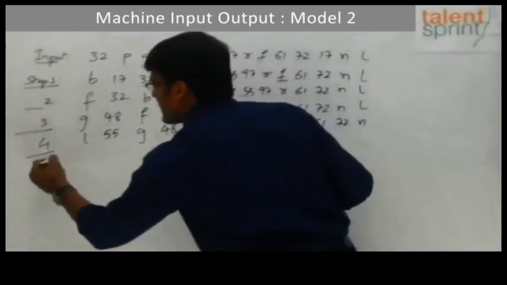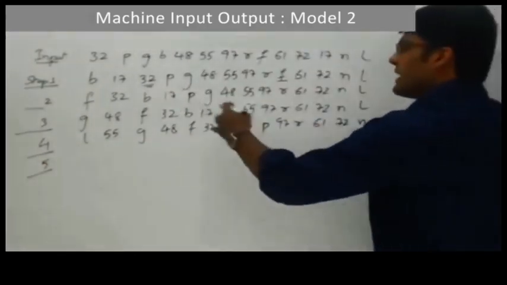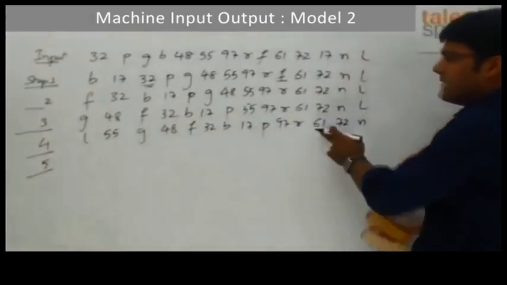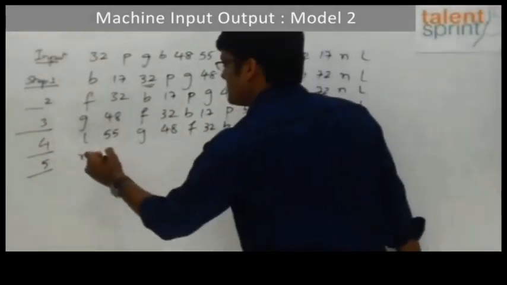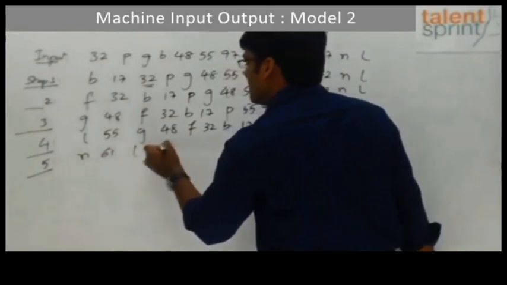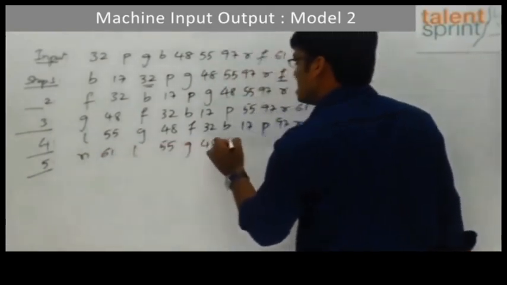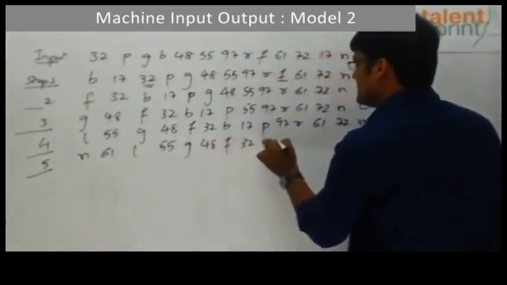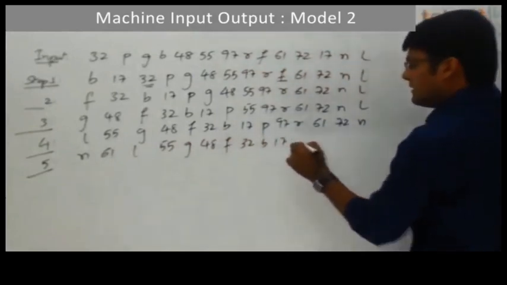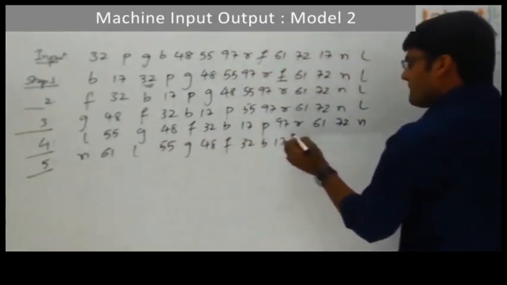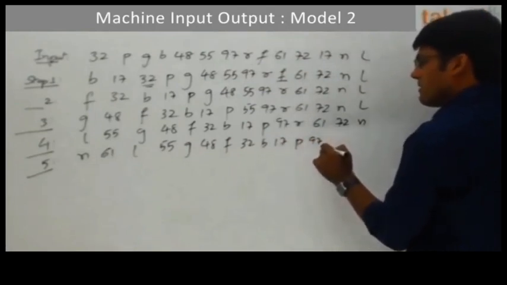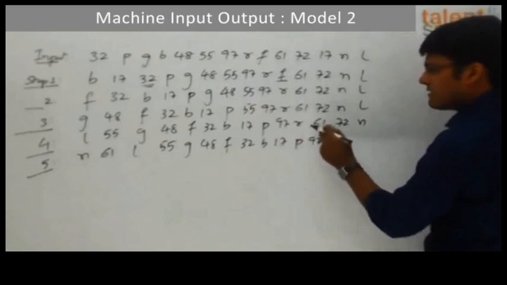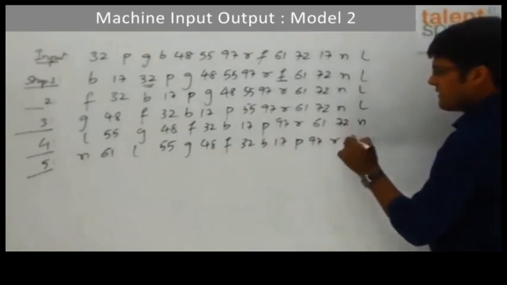Likewise, step 5. What happens in step 5? Just move the next thing, right? So after 55, we'll get 61, and the word should be N. So N, 61, then L, 55, G, 48, F, 32, B, 17, and P, 97. P97, R, 61 has gone there, N has gone there, 72.